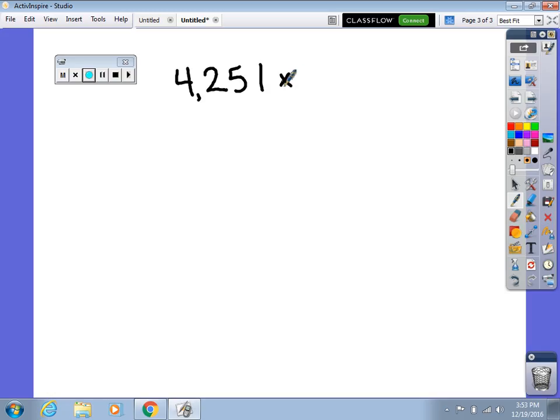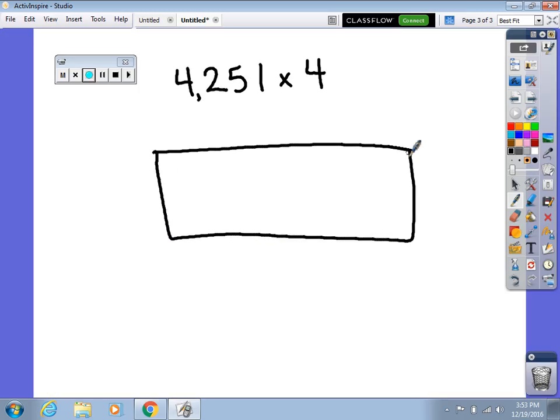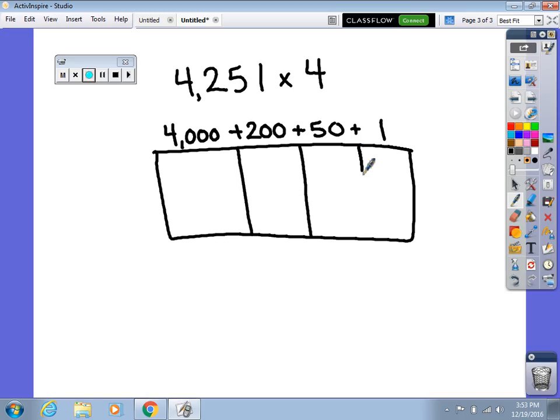4,251 times 4. So again, I'm going to draw a large rectangle because I'm going to be putting numbers in this, and this is where I'm going to show my thinking. So I'm going to take 4,251 and write it in expanded form. 4,000 plus 200 plus 50 plus 1. And where the plus signs are, I'm going to draw a line to separate out my numbers.